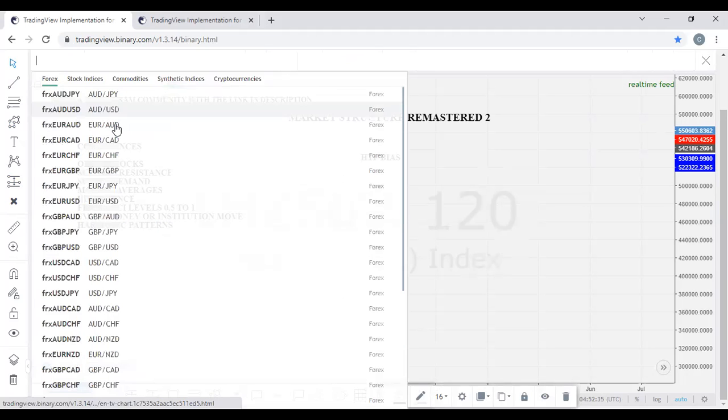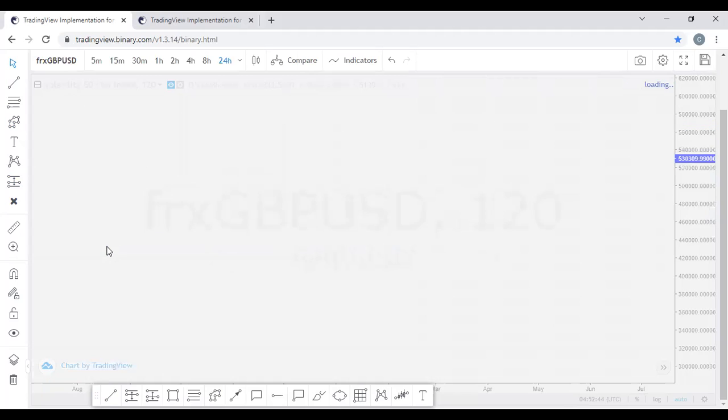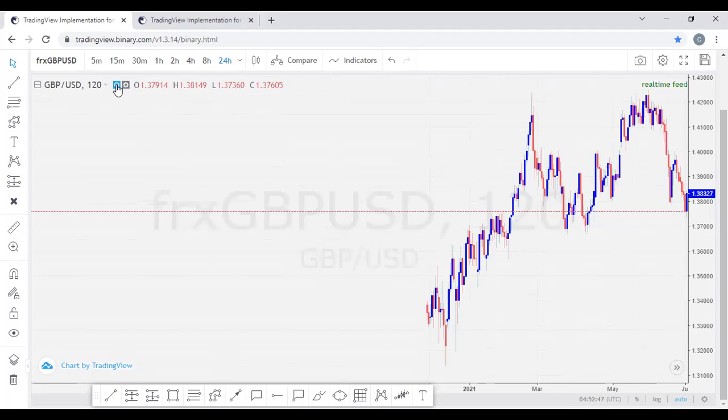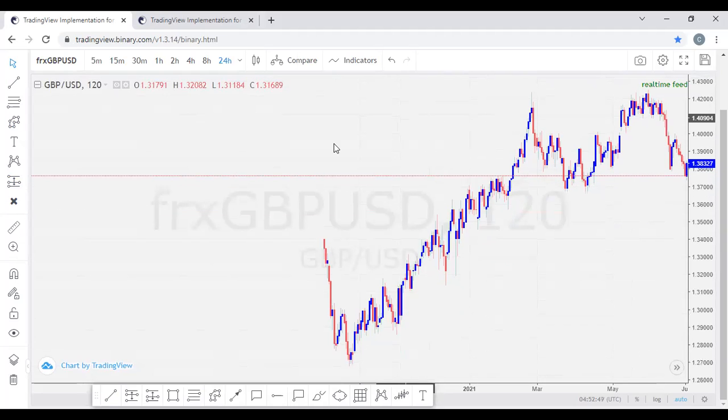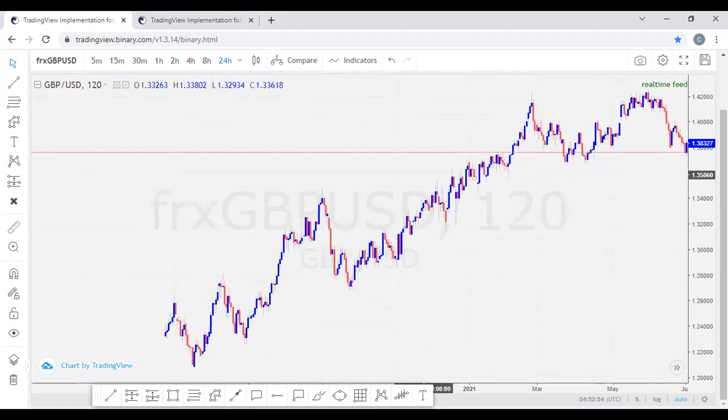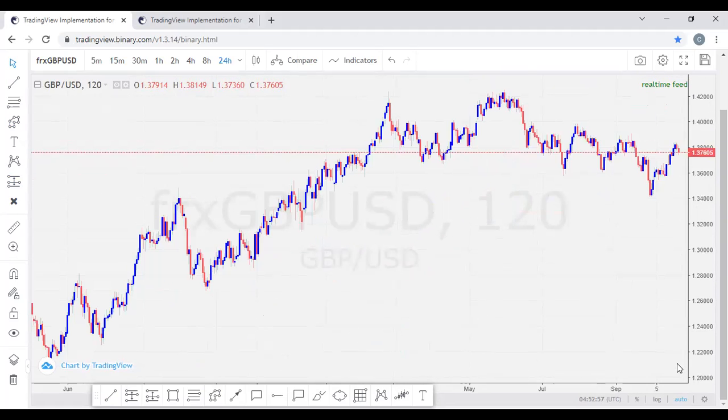Let's go to the forex in this. Let's look at British pounds against the US dollar. British pounds, that is GBP USD. Let's use that to do some analysis, right? So this is GBP USD. So let's use this to check our confluences.